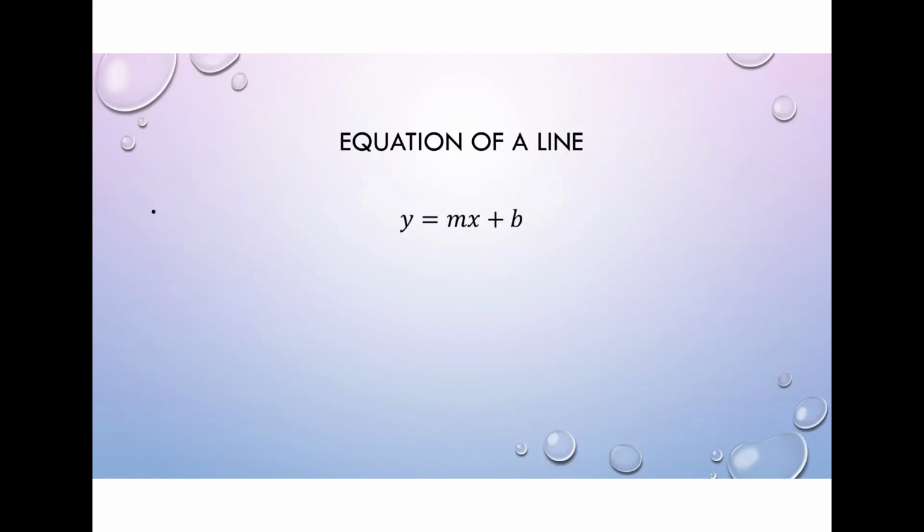Lastly, we put it all together and found an equation of a line. And we saw that m is our slope and our b was our y-intercept. So then when we're given any 2 points and we find the slope and our y-intercept, we could write an equation for the line.